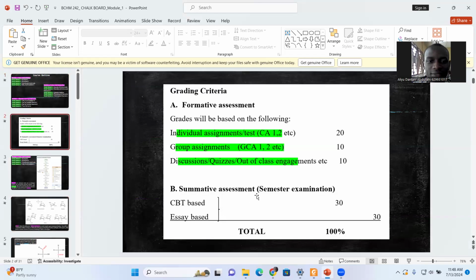This is your grading criteria. You're also familiar with the website, so I'll be dropping instructions on assignments, individual assignments, group assignments, discussion, and quizzes, because that will form part of your continuous assessment, basically, right? All right.